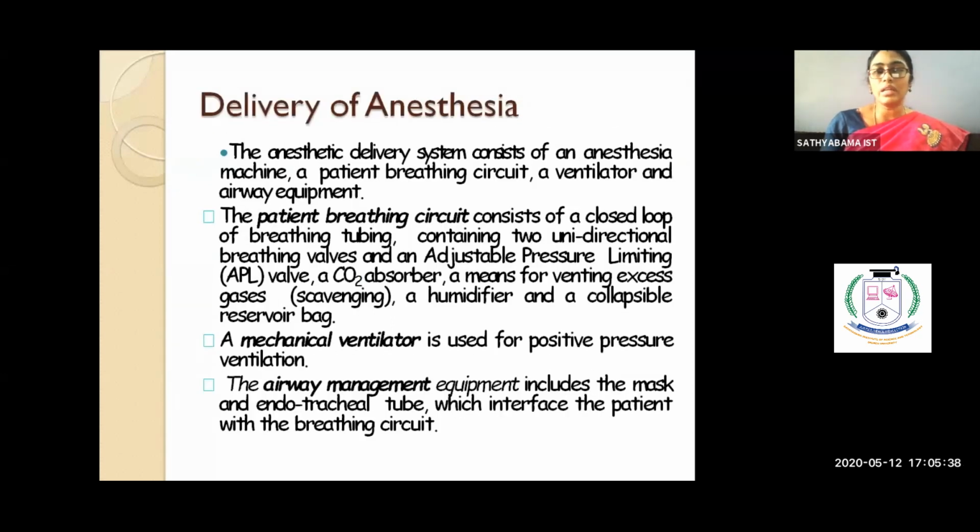So how do we deliver anesthesia to a patient? As you can see, we have an anesthesia machine, a patient circuit, a ventilator, and airway equipment. The patient circuit is nothing but the tubes which come onto the subject or the patient, through which all these gases go into the patient.